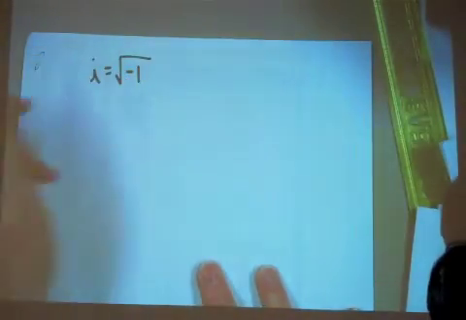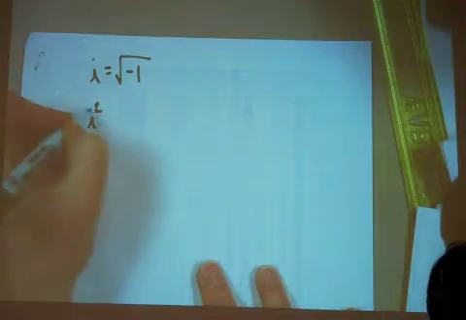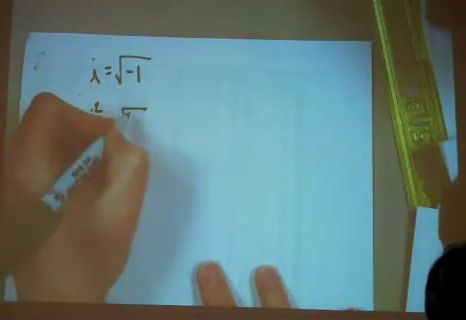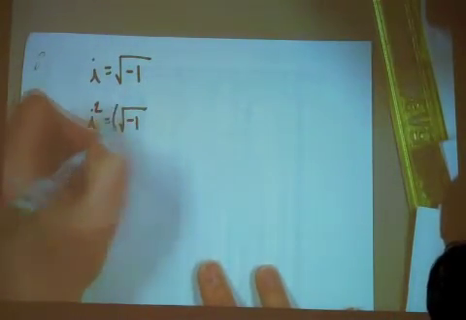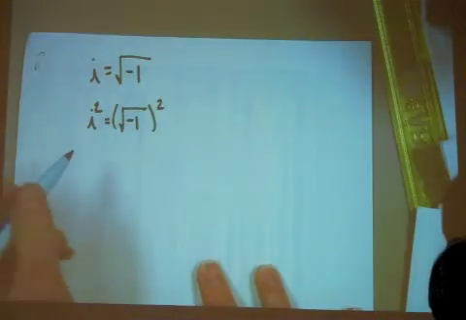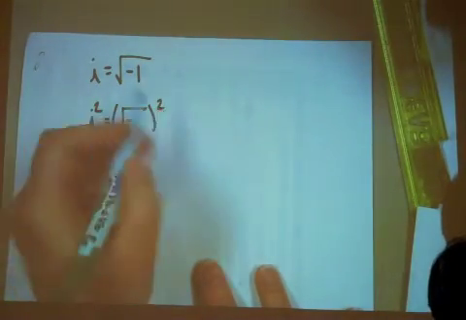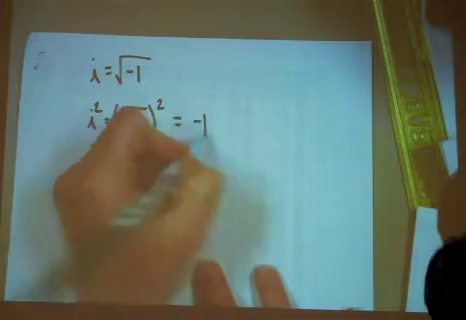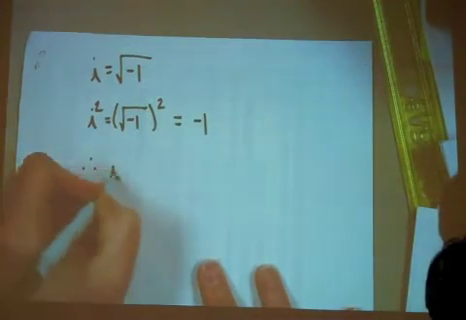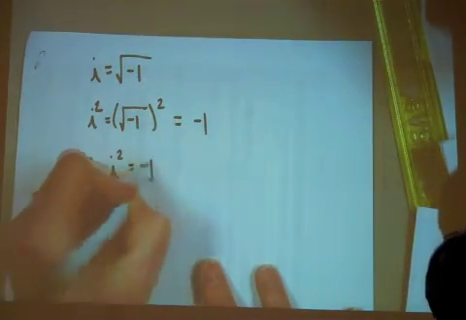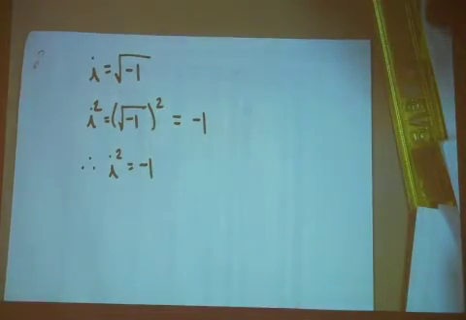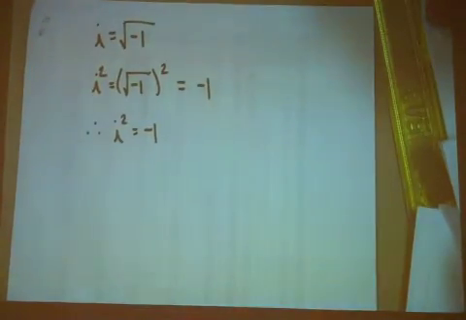Imaginary numbers are different. i is said to be the square root of -1. So i squared is when you take the square root of -1 and square it. The square root and the square are inverse operations. They cancel out. So i squared is simply -1. This is going to be important in a little bit.